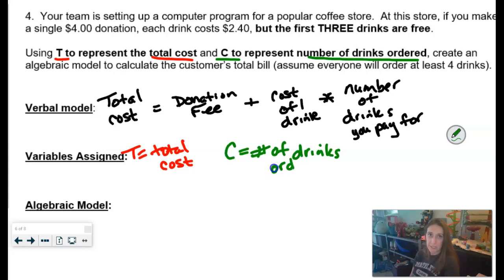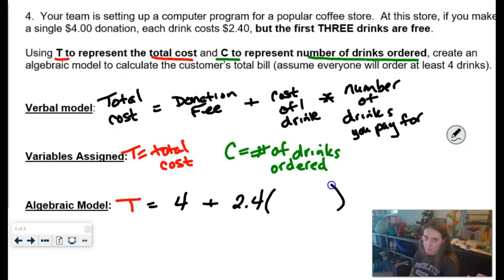Now, they didn't give me any other variables because those are the only 2 things that would be variable between each of the customers. So let's throw this down using our verbal model. Total cost was T. The donation fee is flat, it's $4. The cost of 1 drink would be $2.40 today.